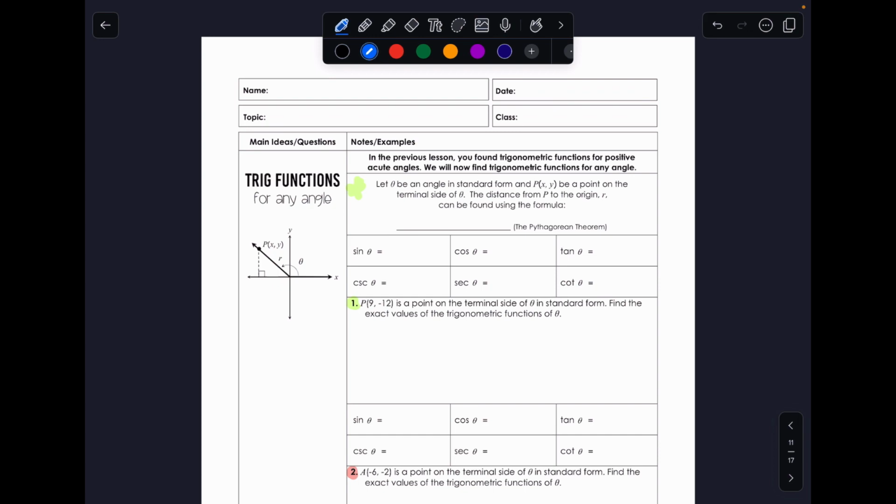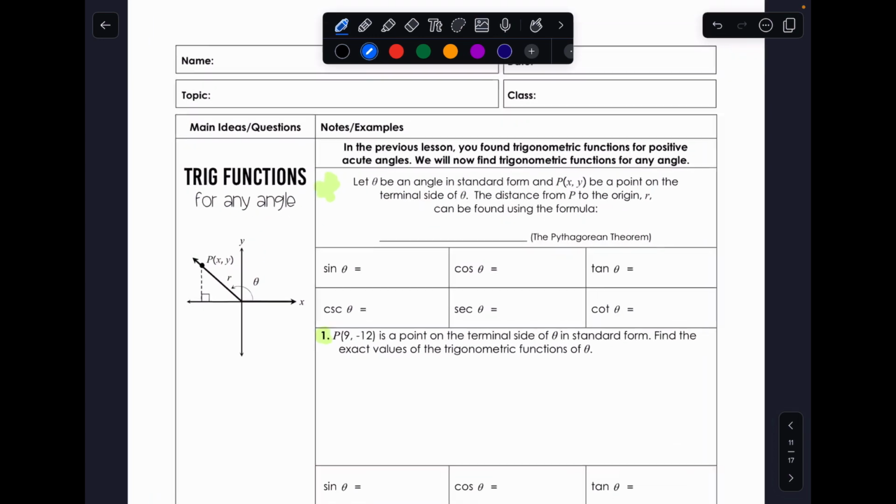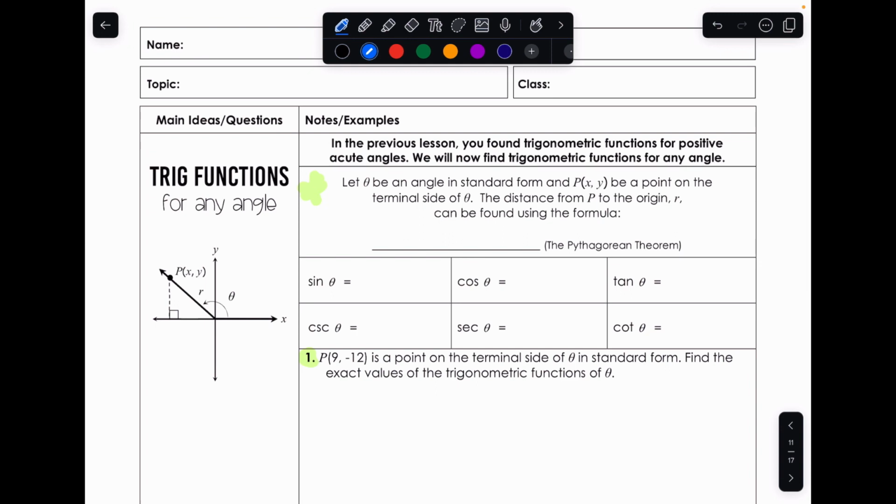In the previous lesson, you found trigonometric functions for positive acute angles. We will now find trig functions for any angle. So let theta be an angle in standard form, and P(x, y) be a point on the terminal side of theta. Remember, the terminal side was the ray that was the last line for the angle, and the initial side was the one that was on the x-axis.